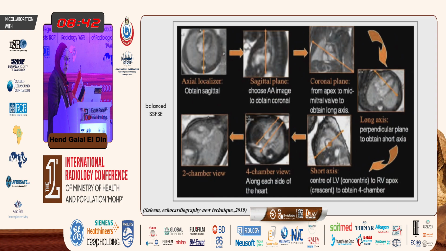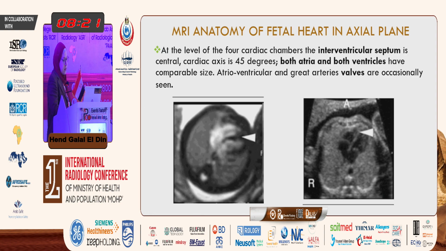From the long axis, we can have a perpendicular plane of it. We can get a short axis, and from the short axis in the center of the left ventricle and right ventricle, we get a perfect 4-chamber view. From the 4-chamber view, we can get each side, either the right-sided 2-chamber view or the left-sided 2-chamber view.